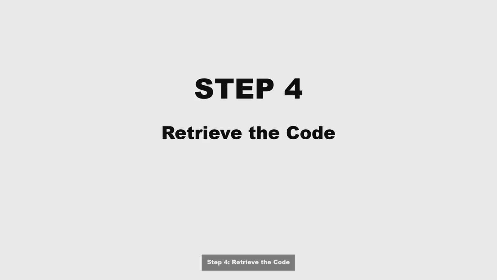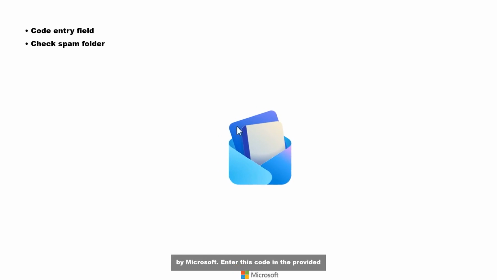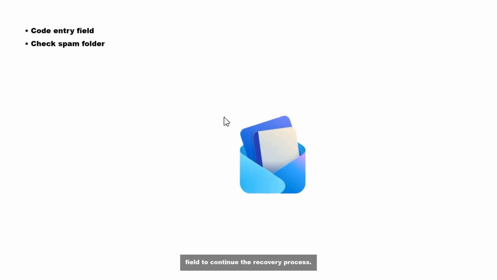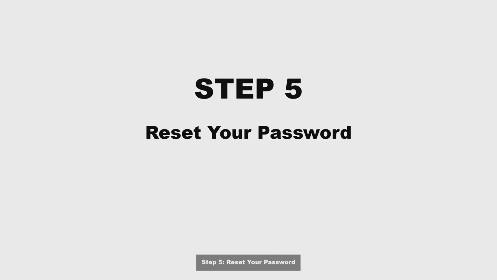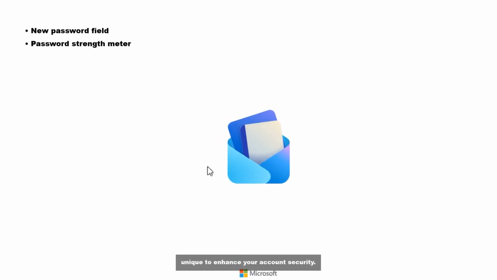Step 4. Retrieve the code. Check your phone or email for the code sent by Microsoft. Enter this code in the provided field to continue the recovery process. Step 5. Reset your password. Once verified, you will be prompted to create a new password. Make sure it is strong and unique to enhance your account security.